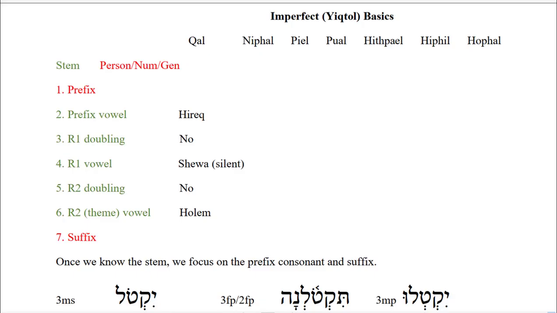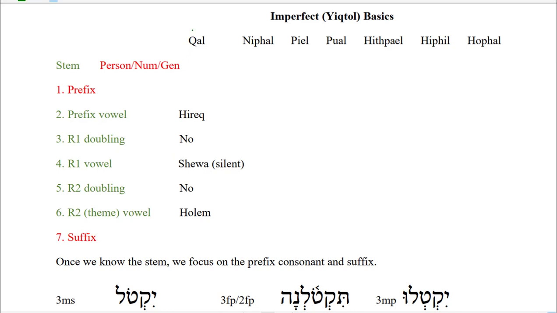Let's look at some characteristics of imperfects. So we have our 7 basic stems. We have the cal, nifal, piel, pual, hithpael, hifil, and hofal. Let's briefly review what those are.